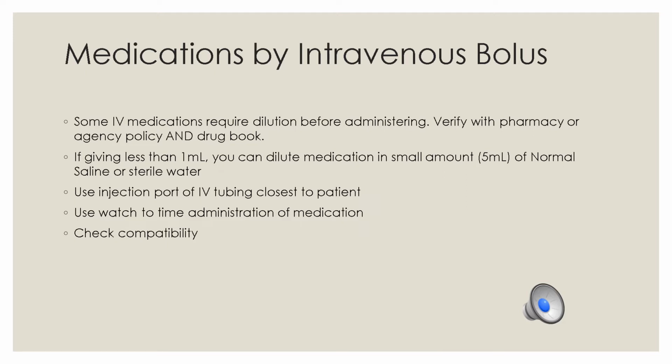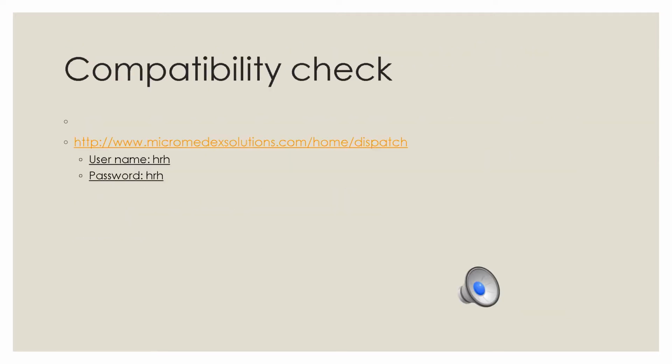You want to use a watch with a second hand to administer the medication correctly, and you always want to safely check compatibility, because if they have IV fluids such as normal saline with potassium mixed in, and you're giving possibly morphine that's not compatible with potassium, you could cause a chemical reaction in the IV tubing and possibly kill your patient. So when we do compatibility checks, you're going to use this Micromedex Solutions home.